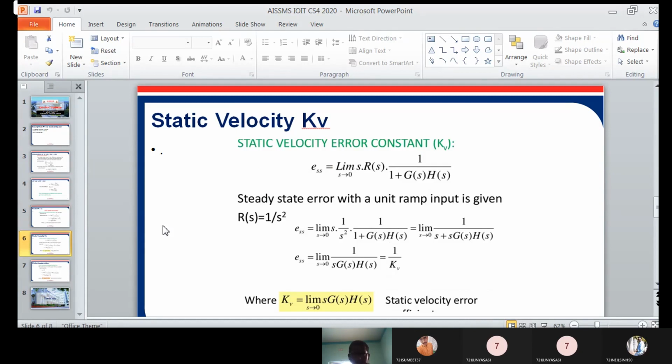Similarly, the next one is Kv, that is the static velocity error constant. When you are considering the velocity error constant, if someone considers a unit ramp input, particularly for that we need to multiply 1 by s square in the steady state error formula, so the equation also changes. At the end we write ess is equal to limit s tends to 0 of 1 by sG(s)H(s), which is equal to 1 by Kv. So Kv is equal to limit s tends to 0 of sG(s)H(s), that is the static velocity error constant.